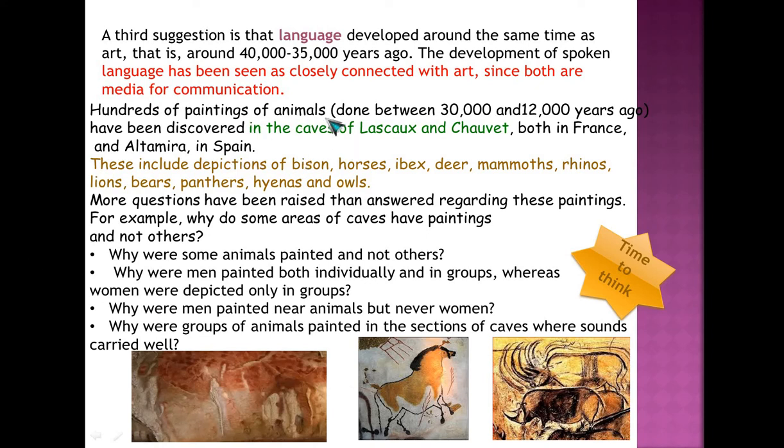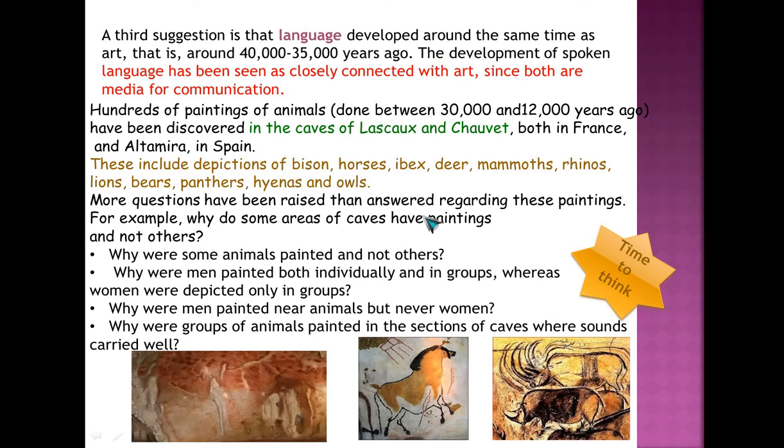And hundreds of paintings of animals, which were almost 30,000 years old, were discovered in the caves of Lascaux and Chauvet, both in France, and Altamira in Spain. So these places are very important where the paintings were discovered. And what are the paintings? It was mostly of animals such as bison, horse, ibex, deer, mammoths, hyenas, owls, all the animals. So from this also we could gather that these animals were present in those days, that is 30,000 years back.